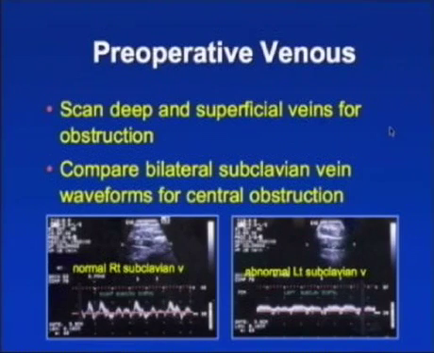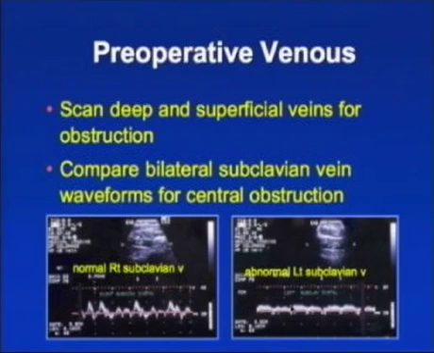Now, it's difficult for those of you who have scanned proximal veins for venous thrombosis. You know that it's difficult to evaluate the innominate veins bilaterally because they tend to lie underneath the clavicle. So what we can do is compare carefully the waveforms in the subclavian vein, either just before the clavicle or just proximal to the clavicle. This example shows a normal right subclavian vein waveform showing pulsatility reflected from the right side of the heart, as well as respiratory phasicity or changes taking place.